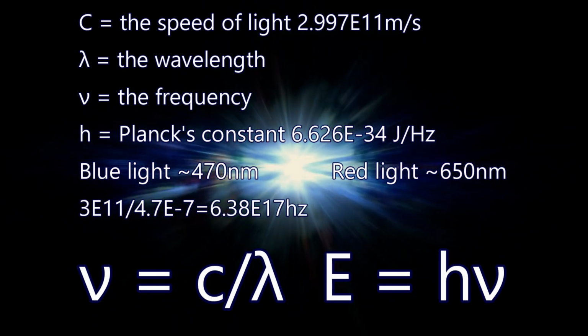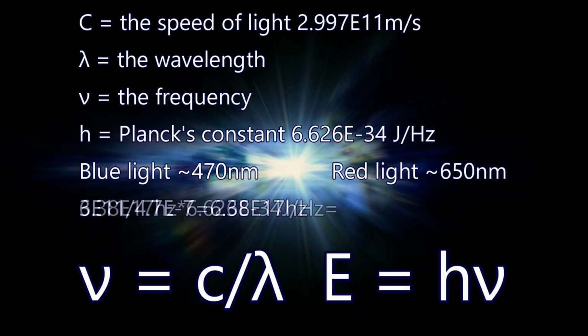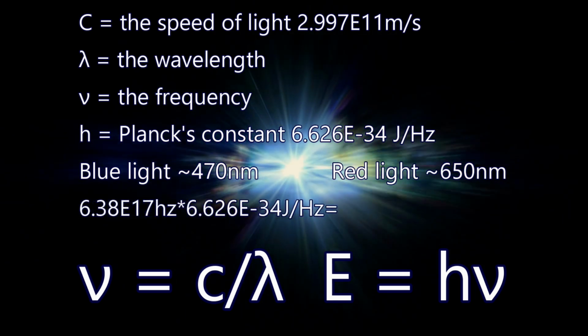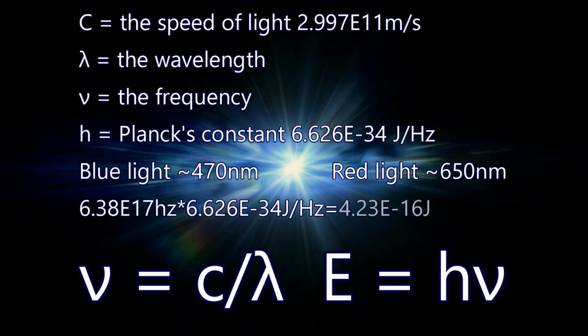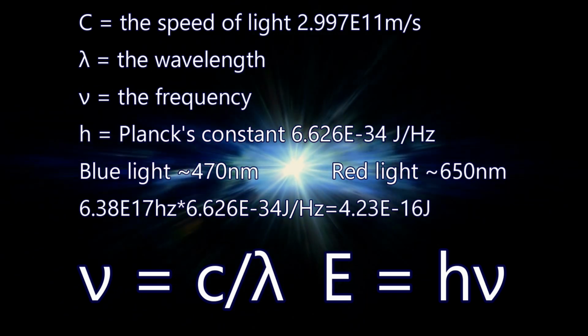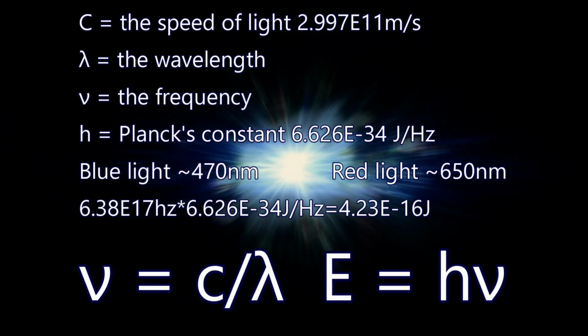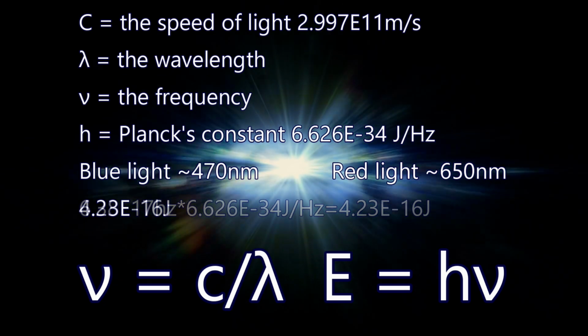Now to find its energy. Multiply Planck's constant by the frequency, and we get 4.23 times 10 to the minus 16 joules. Not a lot of energy for just one photon. Now let's look at the red light.